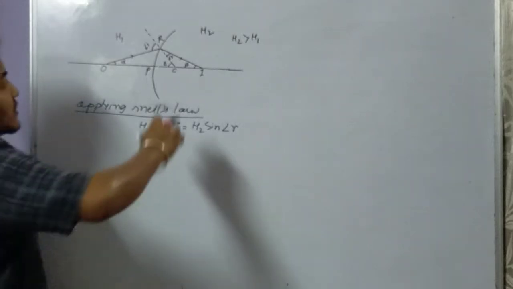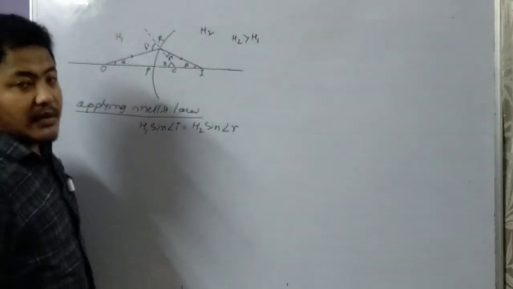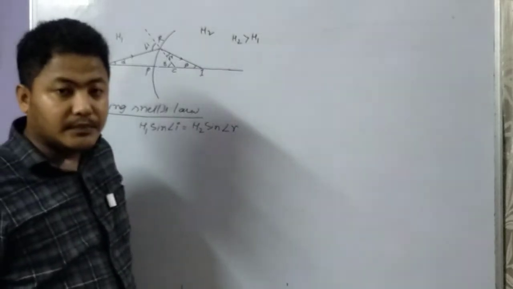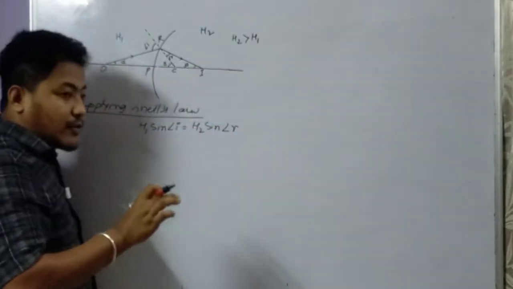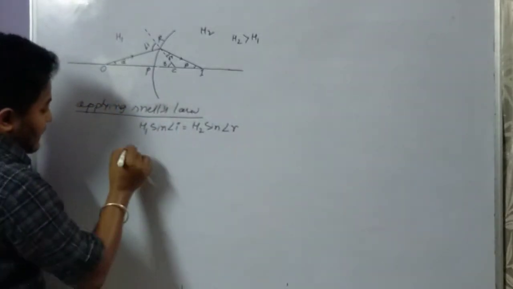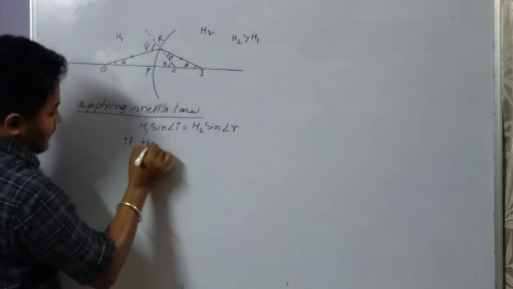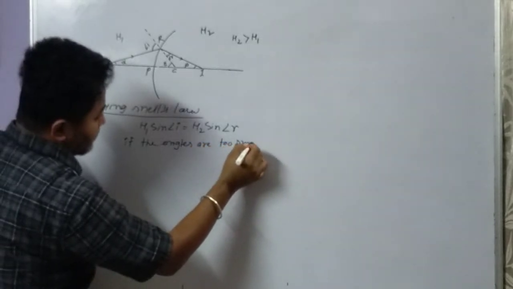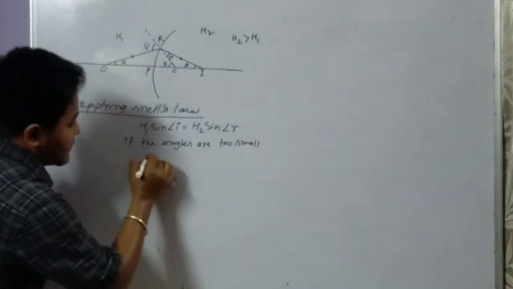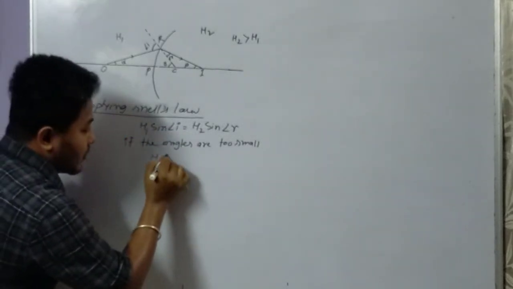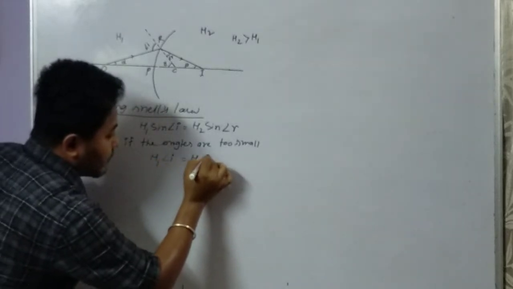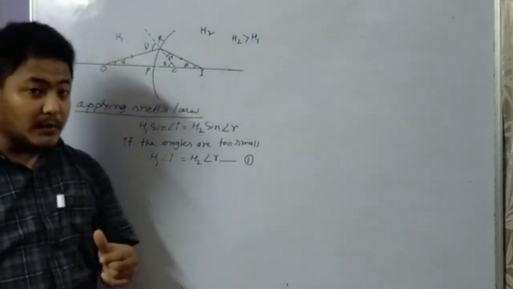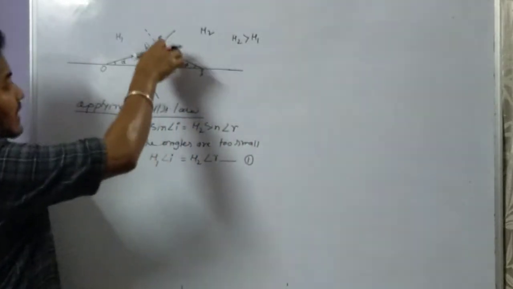Now if I consider that these angles are very small, then sine of angle I becomes equivalent to angle I, and sine of angle R becomes equivalent to angle R. So if the angles are too small, then I can write mu1 times I is equal to mu2 times R. Mu1 I equals mu2 R. When is this possible? If our angles are too small.